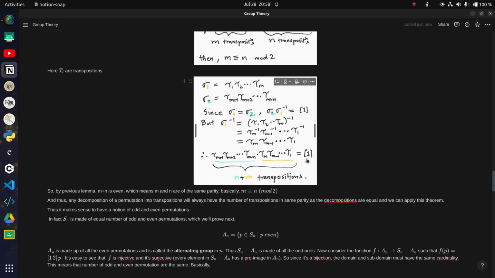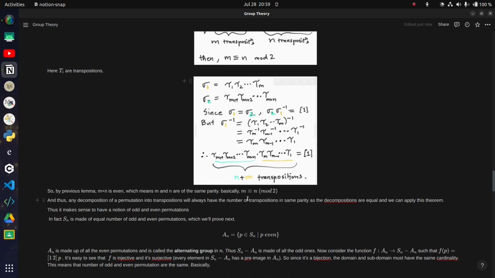and now this product with n plus m transpositions, that's equal to 1. So what does that mean? That means that n plus m has to be even, which means both m and n have to be odd or even, and so m and n have the same parity, which is what we wanted to prove. You can also write it as m congruent to n modulo 2.